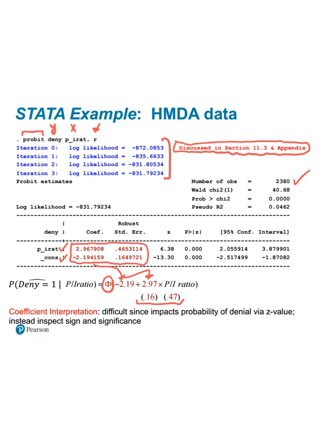So what does that mean for us? The coefficient interpretation is quite difficult. While it's true that if I increase the PI ratio by 0.1, it's going to increase the z value by 0.1 times 2.97, what does that tell you about the likelihood of being denied? Not a lot right now, because we have to go through the z value to the cumulative standard normal distribution. Okay, we're in the cumulative CDF right there. We're not doing that just yet.